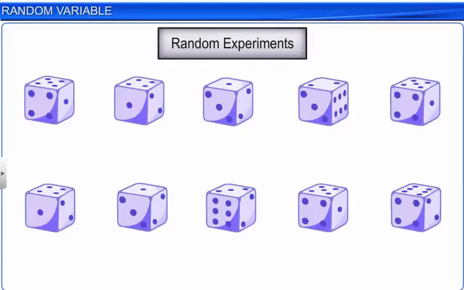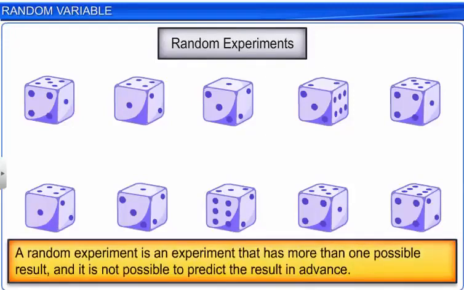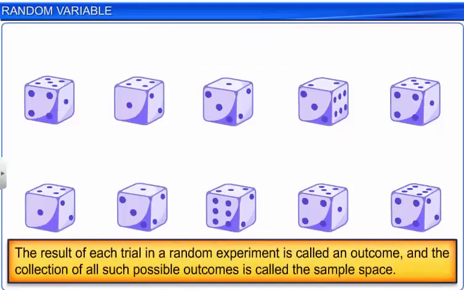Mathematically, a random experiment is an experiment that has more than one possible result, and it is not possible to predict the result in advance. The result of each trial is called an outcome, and the collection of all such possible outcomes is called the sample space.